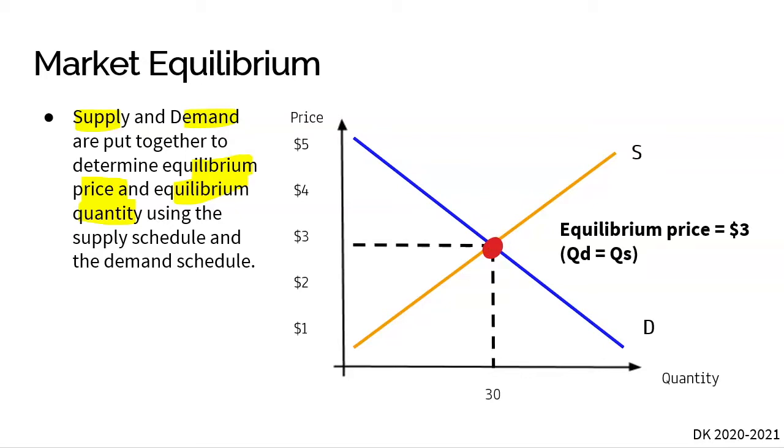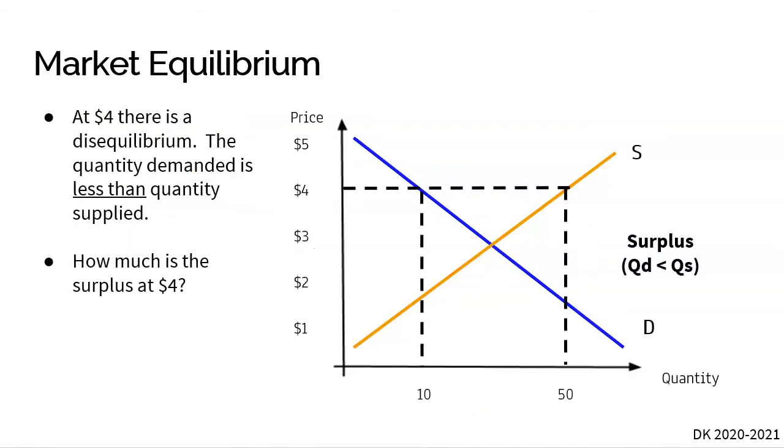According to this graph on the right, our equilibrium price is going to be $3 because that's where supply meets demand at $3. Our equilibrium quantity is 30 units of whatever good this may be because, yet again, that's where supply meets demand. And here, at $4, there's a disequilibrium. So why is there a disequilibrium? Well, we already know at $3 that is the equilibrium price and that is the equilibrium quantity.